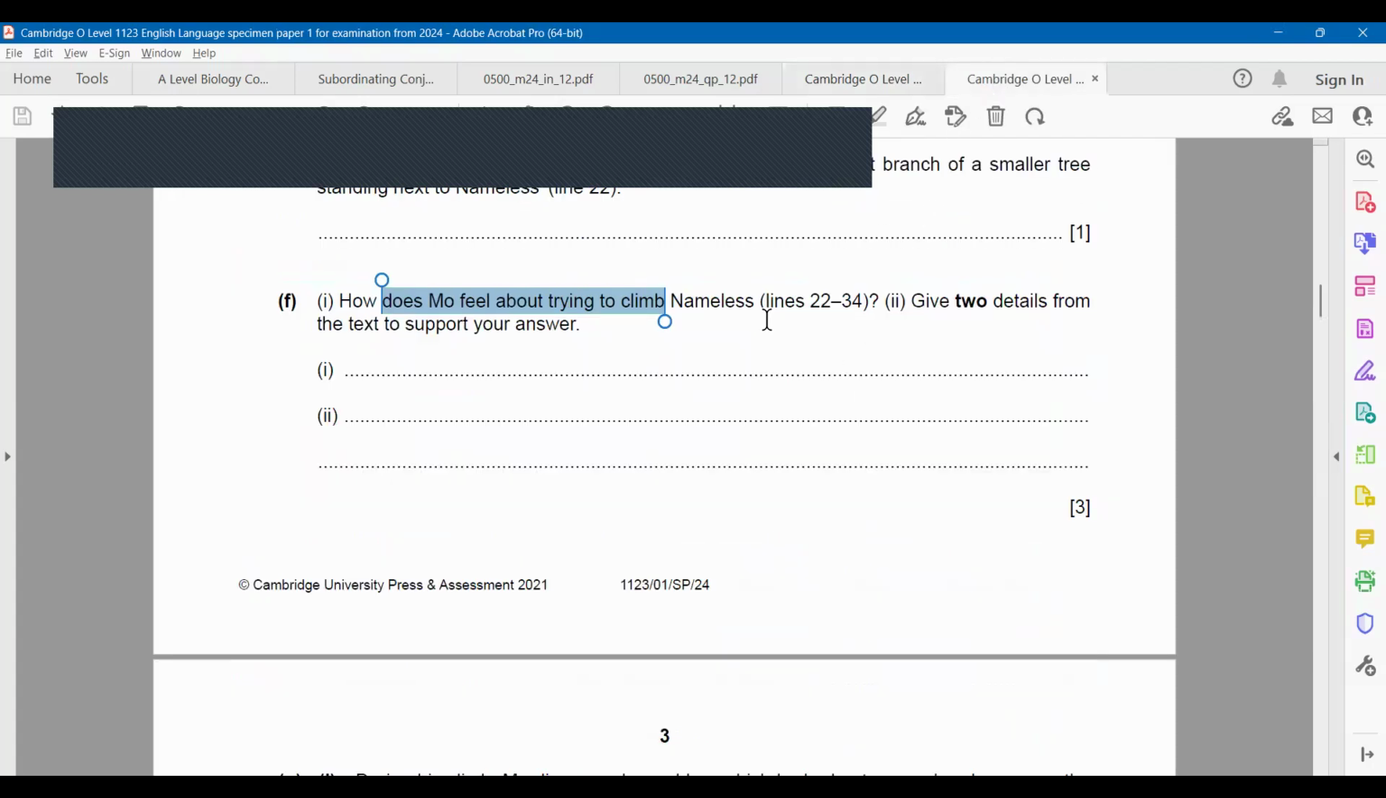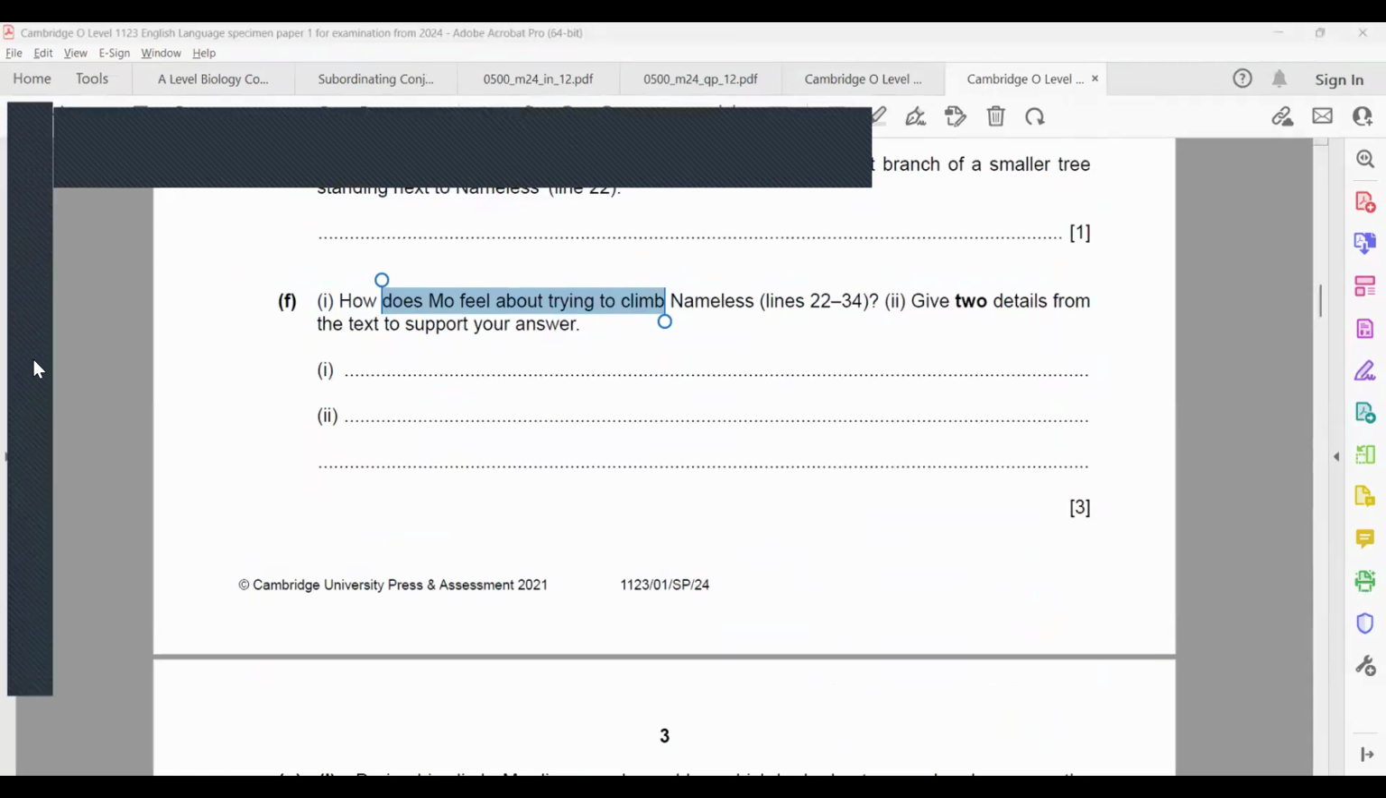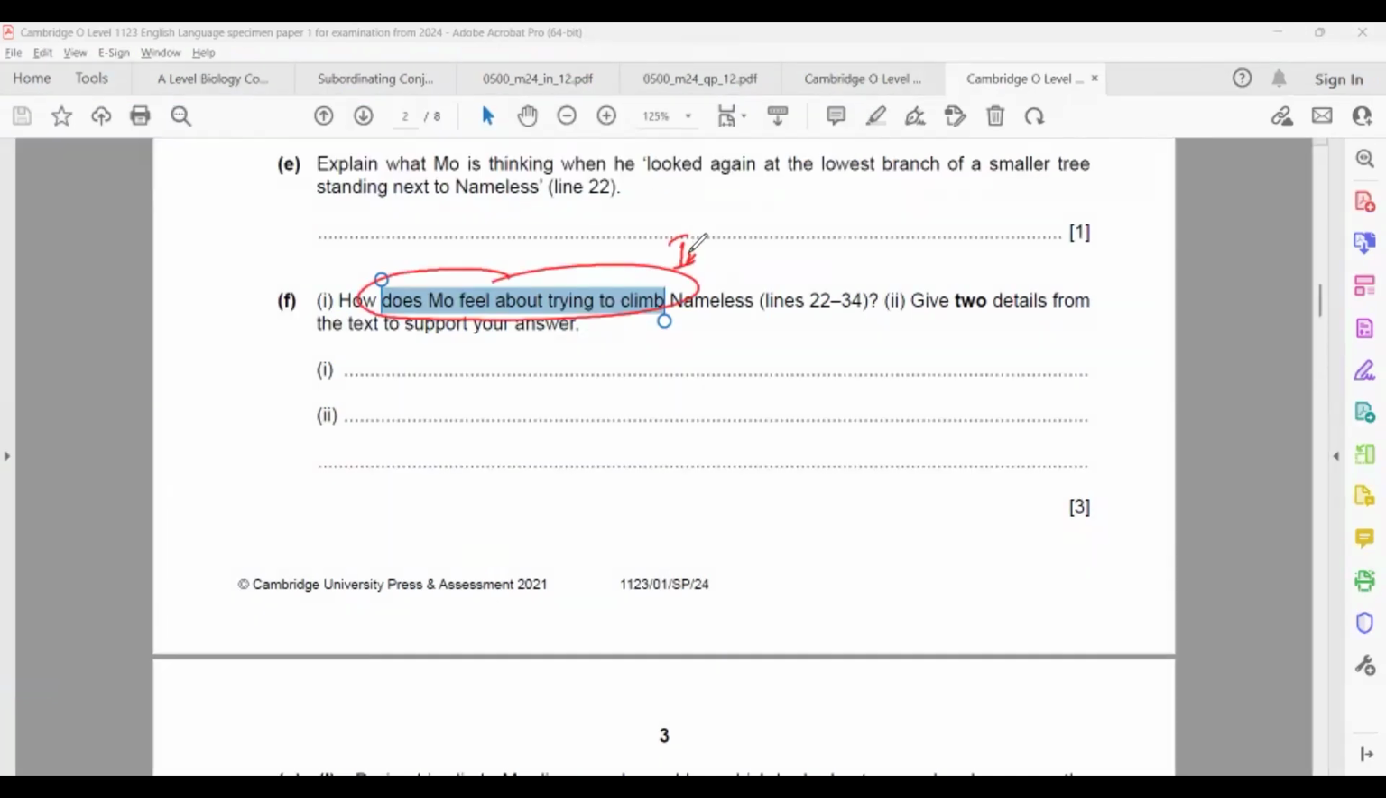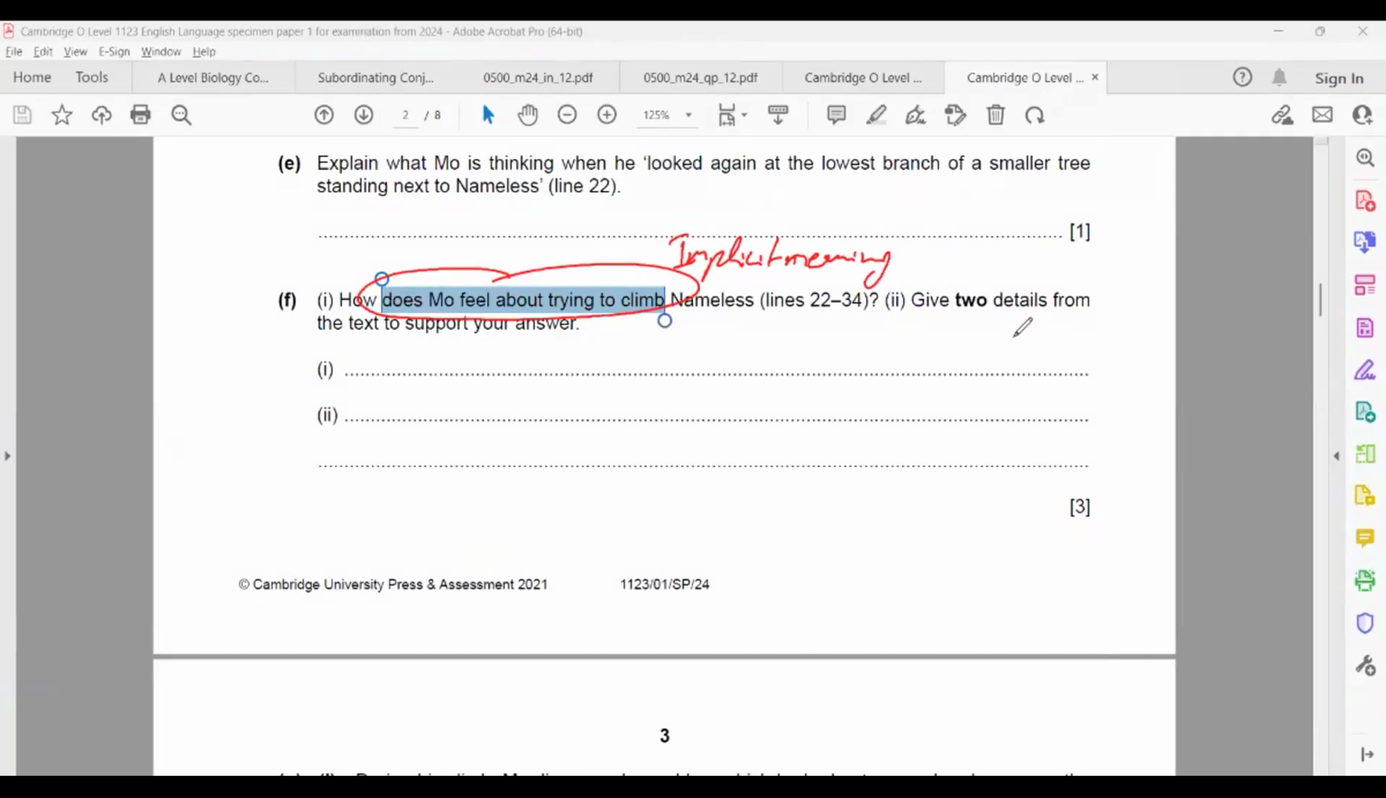And so this question, right? Which was the writing one again? Okay. So, right, this one is an implicit meaning question. Sorry about the handwriting. And then, right, this part is asking you for two details from the text. And because they're asking you to give two details from the text, that is obviously an explicit meaning question.